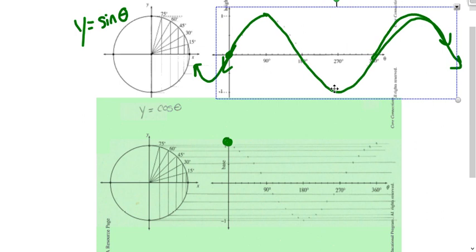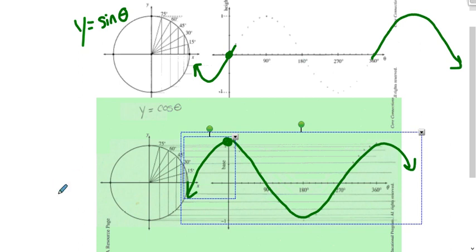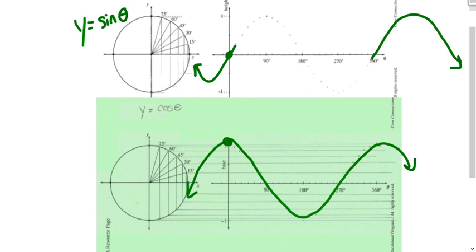It's the same. Cosine is just a horizontal transformation of sine. It's just a shift. So we'll be able to graph sine and cosine, and then when we write equations, we could actually write either equation, because all the difference is a horizontal shift. But the important part is that y-intercept.